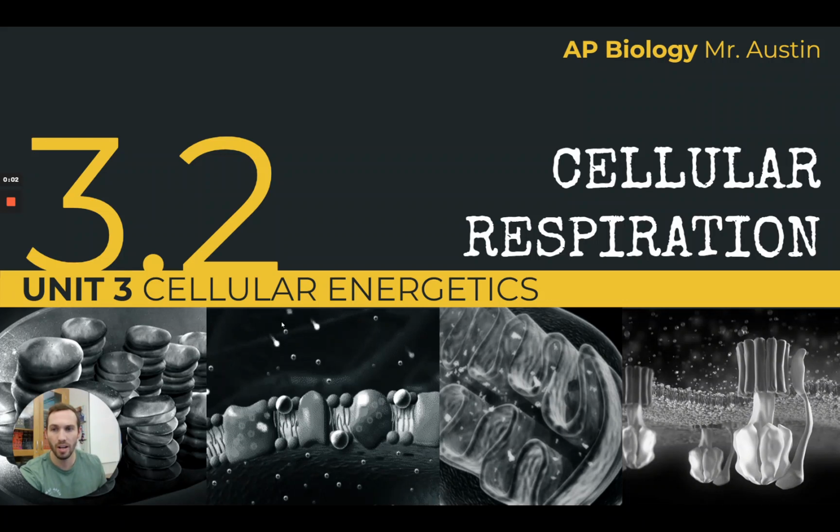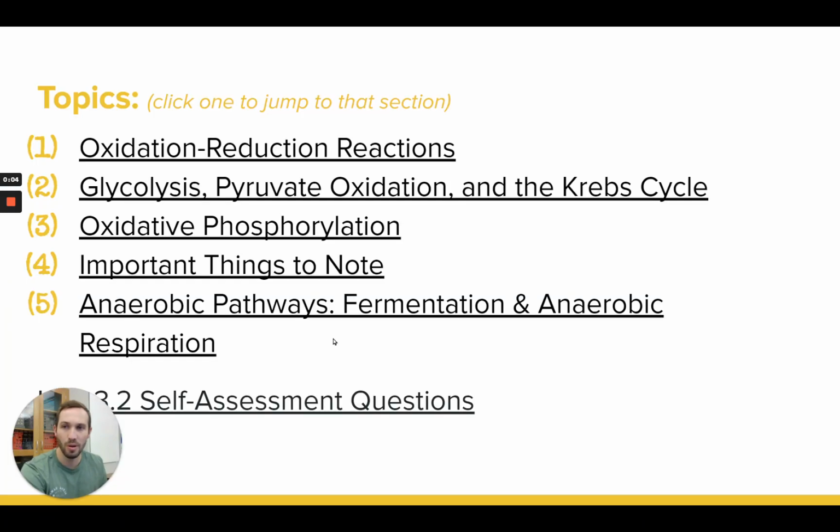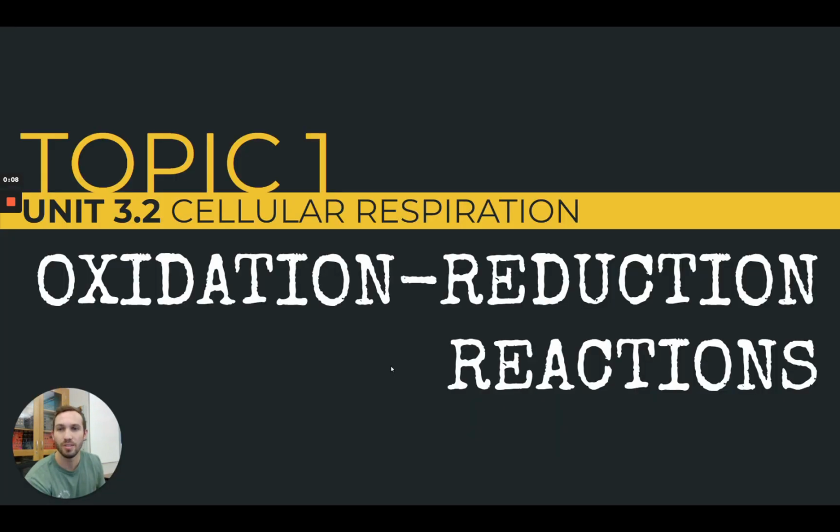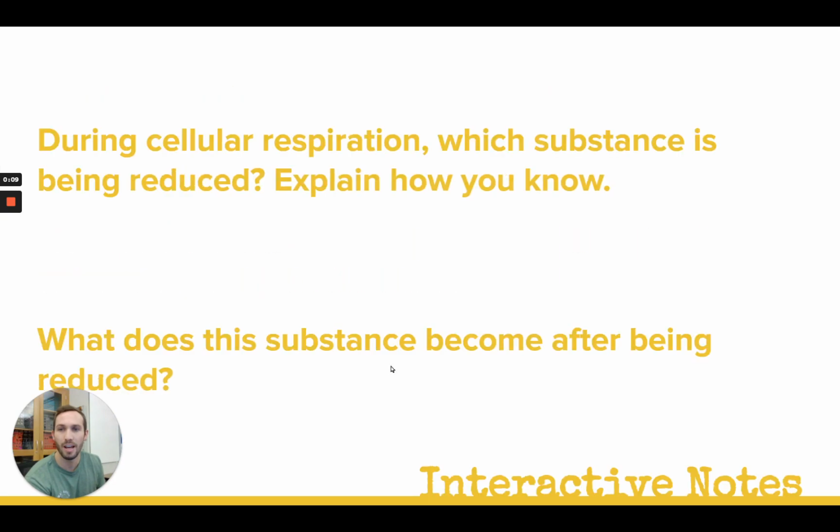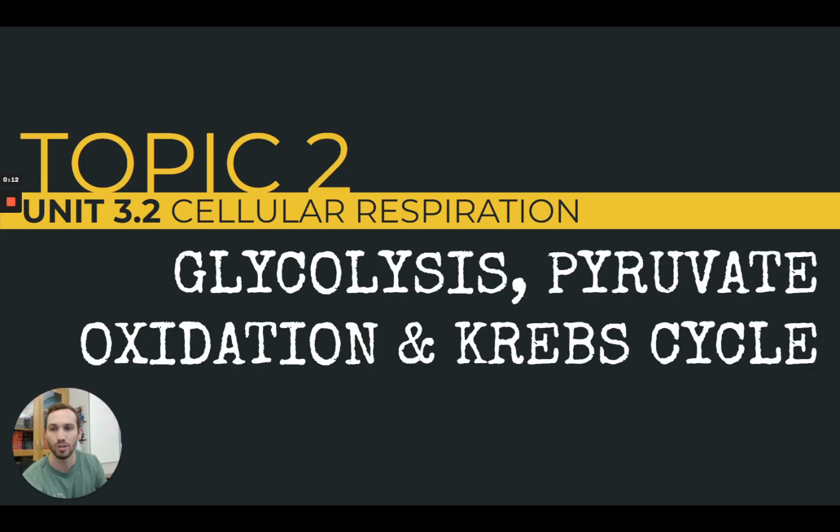Hello, we're going to go ahead and continue in the 3.2 notes. We're going to look at topic 2 in these notes. In the last topic, we looked at oxidation reduction reactions and, big picture, what's going on during cell respiration. In topic 2, we're now going to go into the fun details of how this is all taking place. Specifically, we're going to look at the first few phases of cell respiration, which are glycolysis, pyruvate oxidation, and the Krebs cycle.